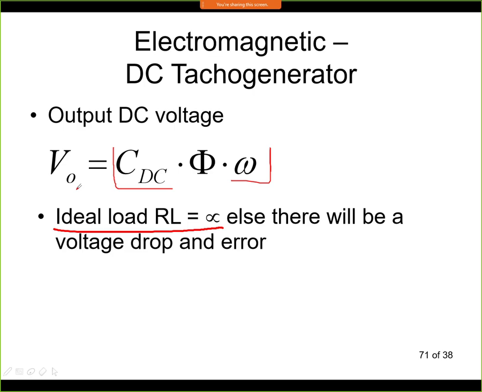Now, the output voltage is what I want to measure, but the DC tachogenerator acts like a voltage source. And if you load a voltage source, then you take some current, and the voltage on the output will actually drop. So the ideal load that you should connect to such a voltage source goes to infinity, so as high as possible. Otherwise, you will have a voltage drop, and you will measure a smaller voltage.